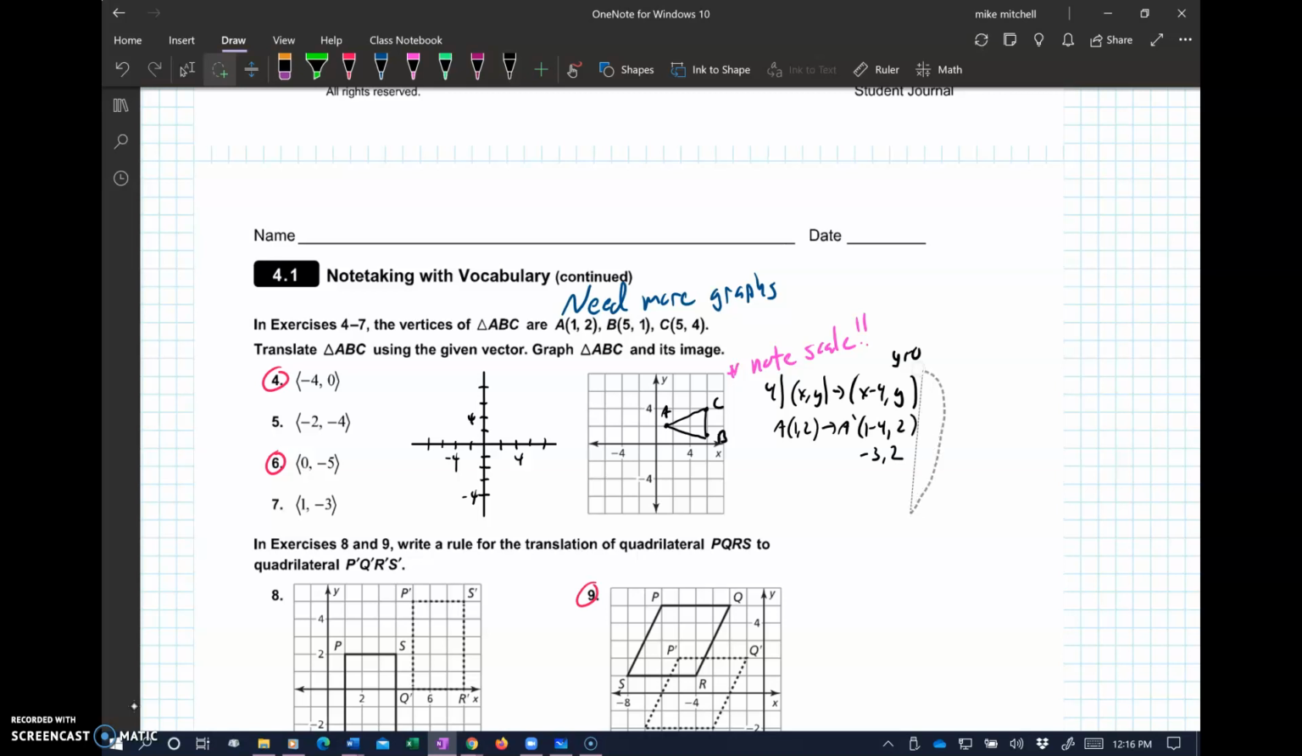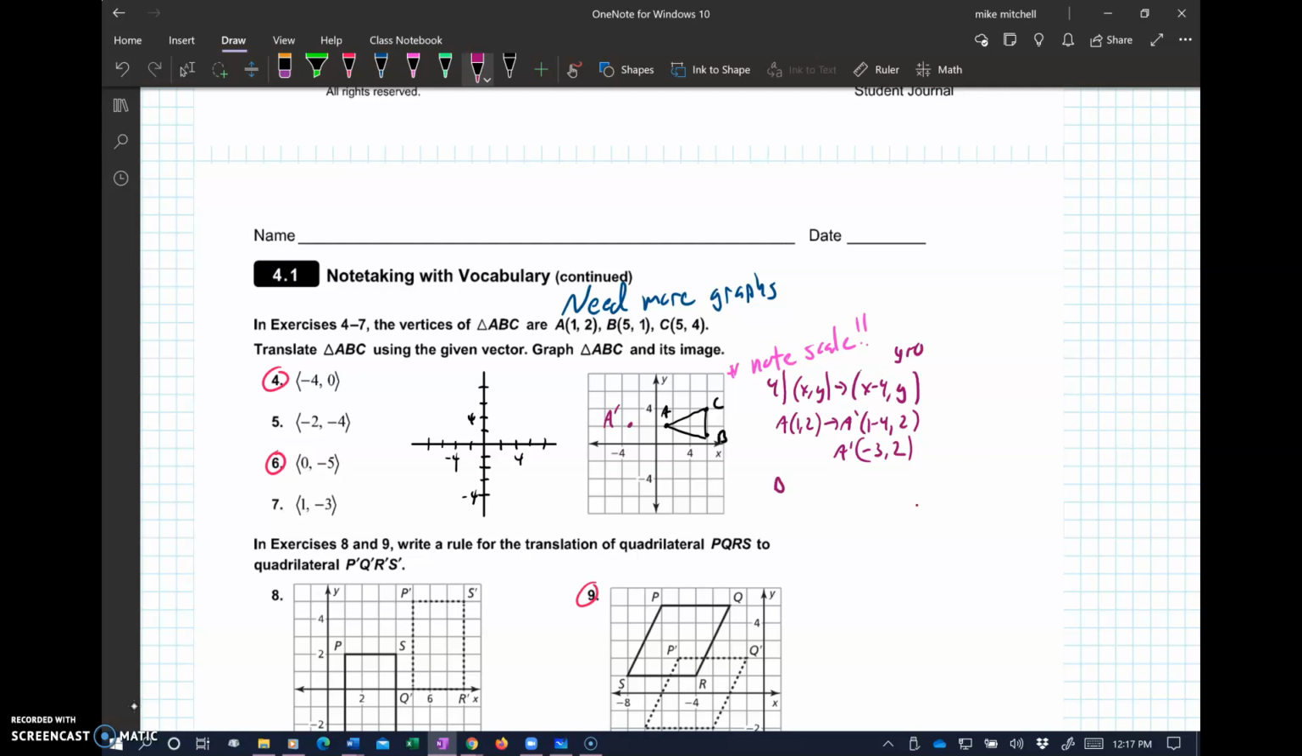And I'm going to change the color here. Whoops, let me try this again. That really turned out weird. Let's color code this stuff. Let's do this one in red. Let's try this purple color here. Okay, so this is going to be my A prime. So that's going to be -3, 2. That's my A prime there.